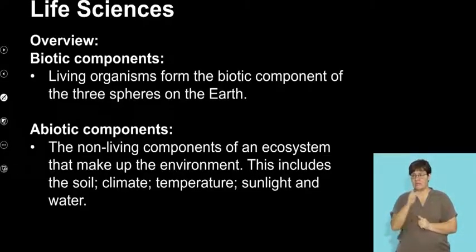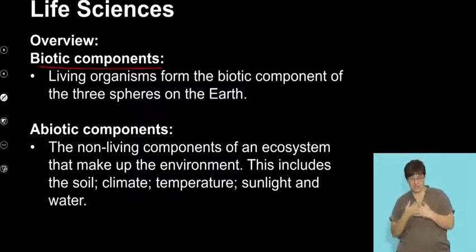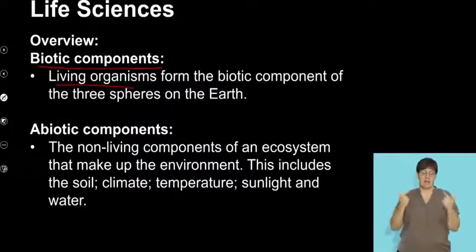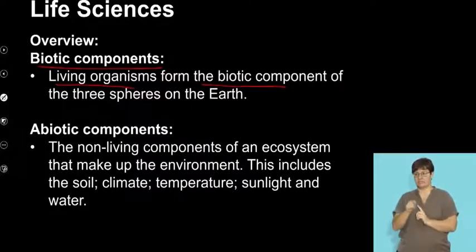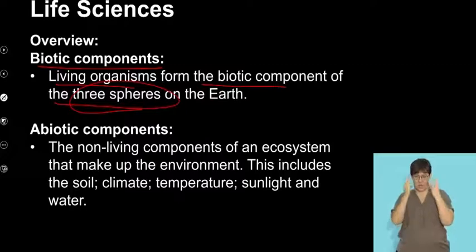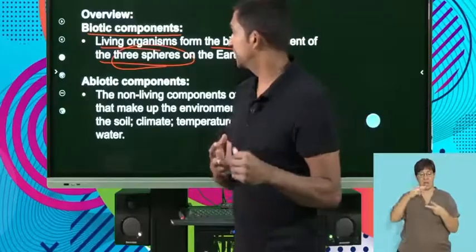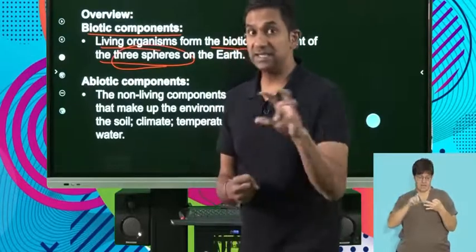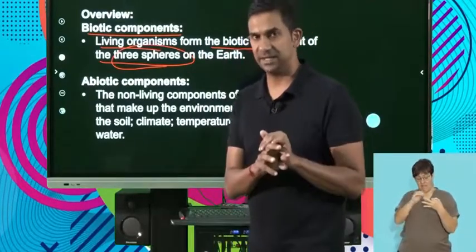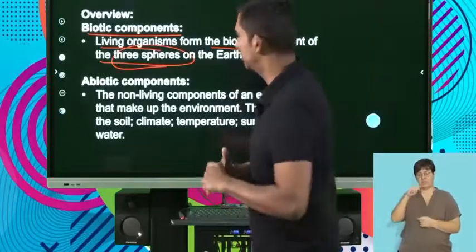So when we talk of the biotic components, again, it's important that we remember that living organisms form the biotic components on the three spheres of the earth. So the earth has three spheres: the lithosphere, the hydrosphere, and the atmosphere. And those living components that inhabit these three areas are referred to as the biotic components.